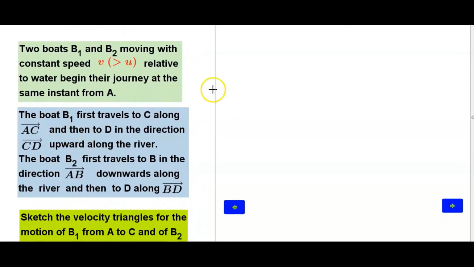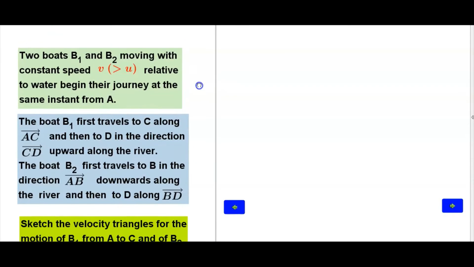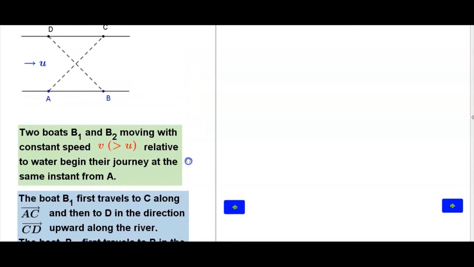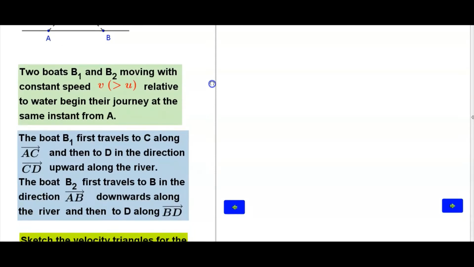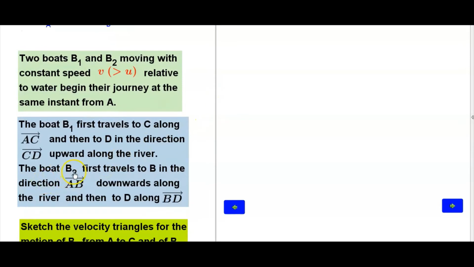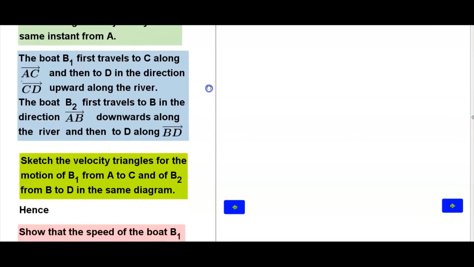The boat B1 first travels to C along AC and then to D in the direction C to D, upwards along the river. The boat B2 first travels to B in the direction A to B, downwards along the river, and then to D along the BD direction.